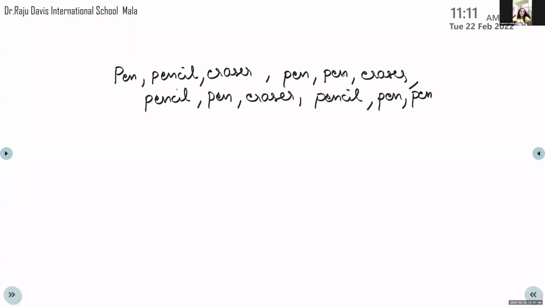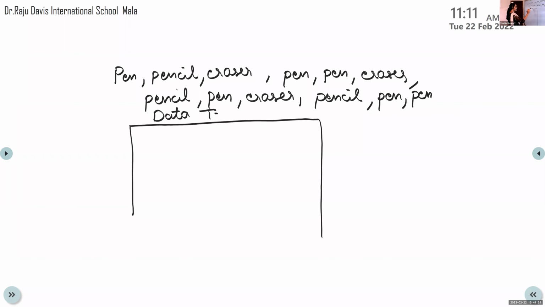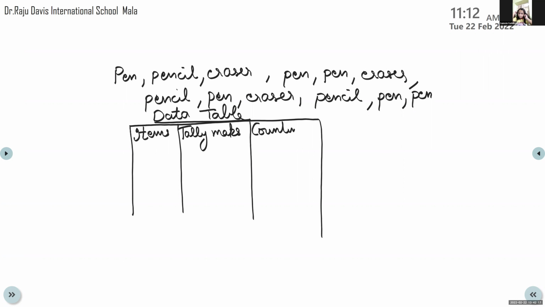Now, what we have to do is draw a data table. The table that is drawn for representing the data is called a data table. In the data table, there will be 3 columns. The first column is for writing the items. The second column is for drawing the tally marks. The third column is for the number, counting the tally marks. Now, let me write 1-2 more items here.